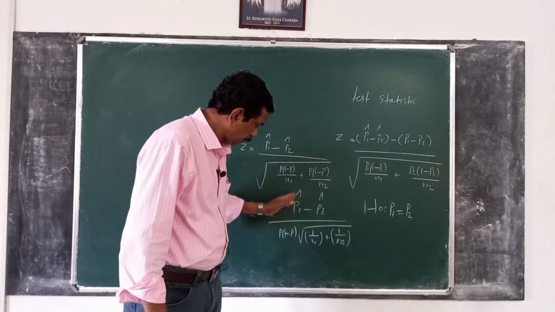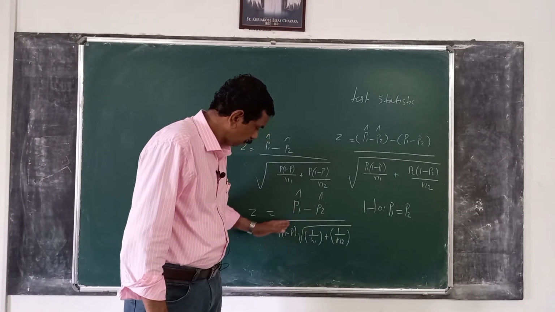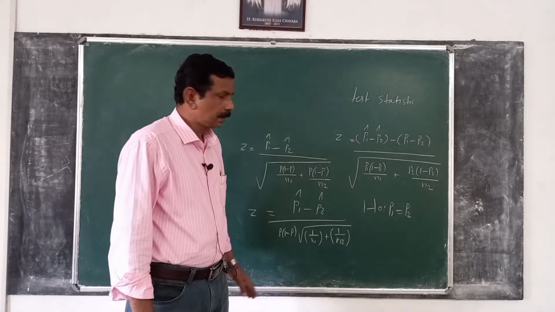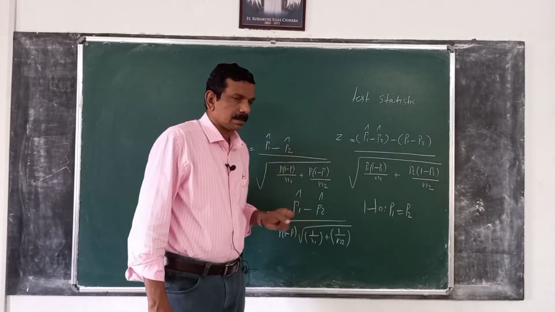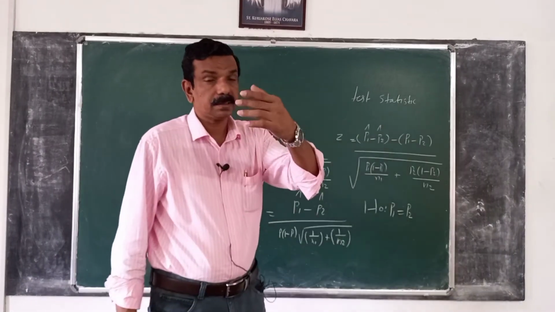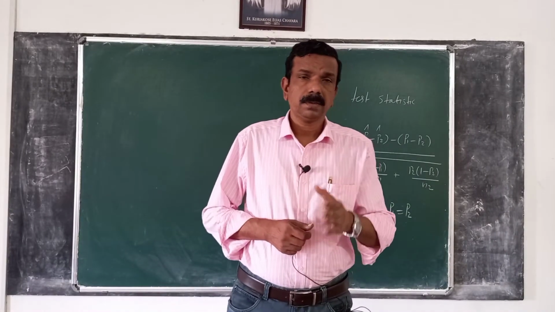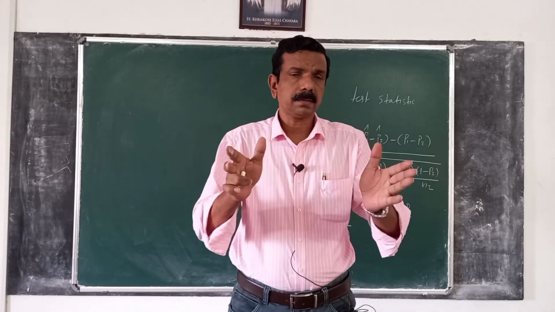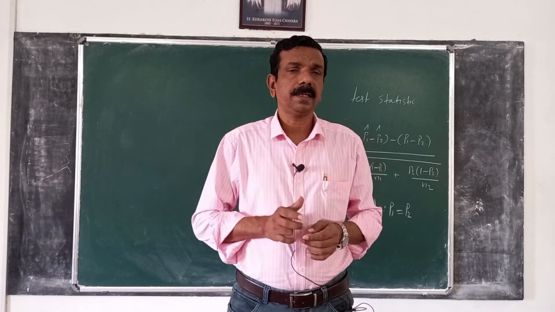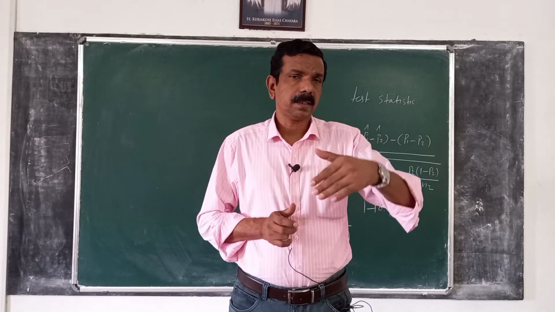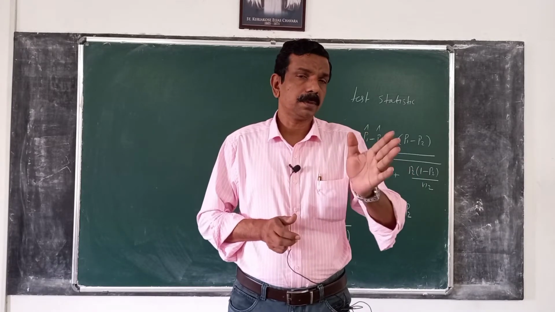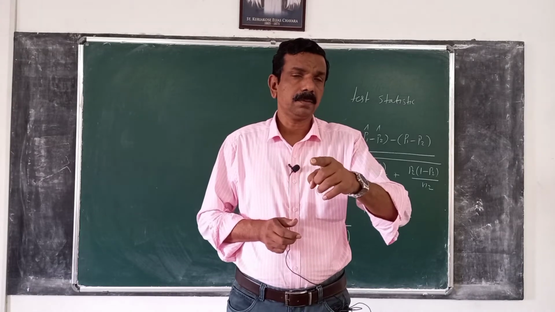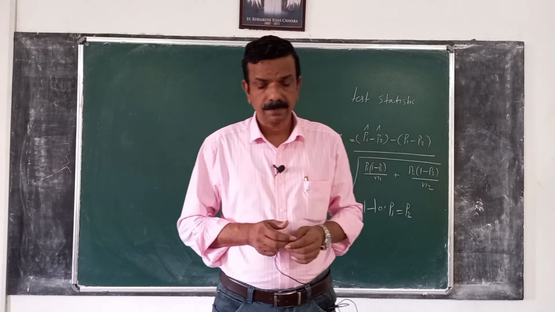That is, p hat 1 minus p hat 2 divided by the root of p into (1 minus p) into (1 by n1 plus 1 by n2). We use only the Z statistic. The t statistic is not used to test the significance of one proportion or to compare whether two proportions are identical. It is a large sample test applicable only for large samples, as we have seen: np and n into (1 minus p) greater than 5.